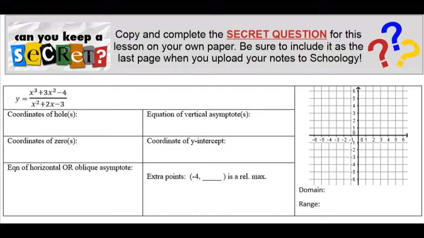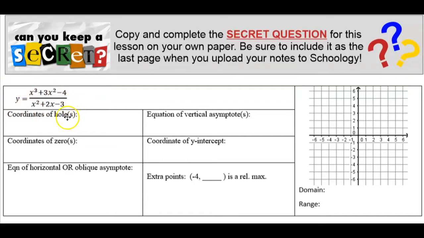Okay, and that brings us to the secret question for this lesson. You're going to start with this rational function. The numerator is x cubed plus 3x squared minus 4. The denominator is x squared plus 2x minus 3. And you're going to take this rational function through all 7 steps from our notes.